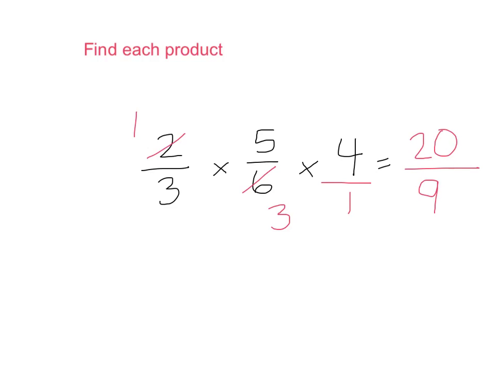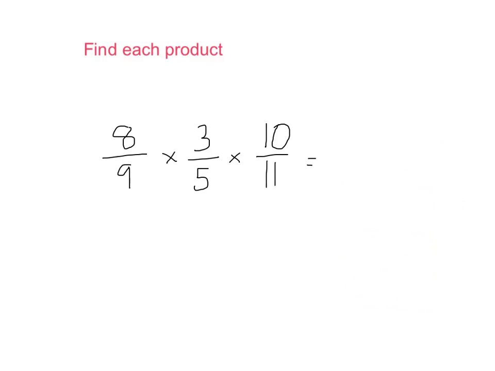Now, your next step would be to change this number, 20/9ths, into a mixed number. So, as a review, 9 goes into 20 2 times. 2 times 9 is 18, so that means that I have 2 out of 9 left over in my answer. So, your answer for this problem will be 2 and 2/9.